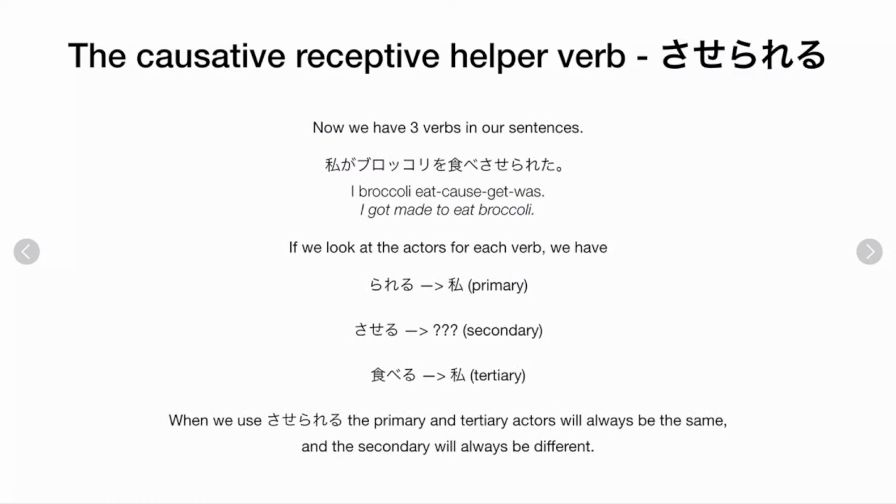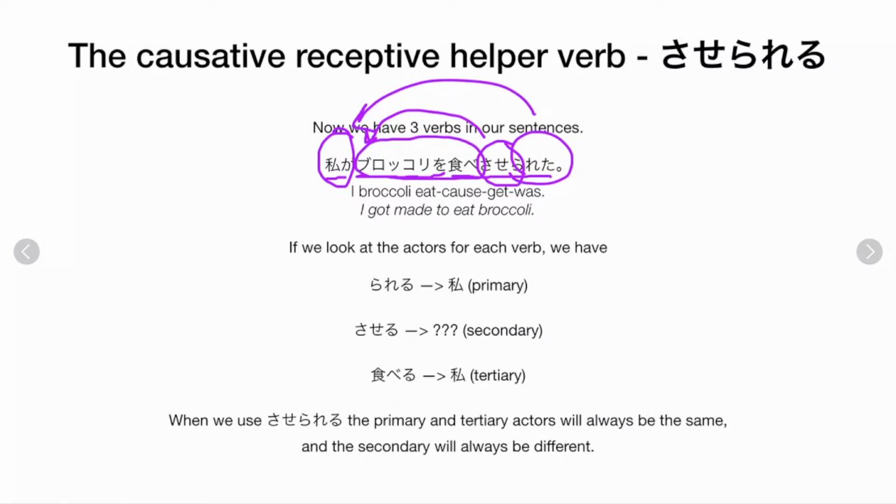So now there are three verbs in our sentence, and we're going to have three actors as well. Here is a sentence that does that. 私がブロッコリーを食べさせられた. Okay? So, let's break this down. It's always going to work out to in. So, 私がられた, I got. させる, we don't know what that attaches to. And then ブロッコリーを食べる, eating broccoli.